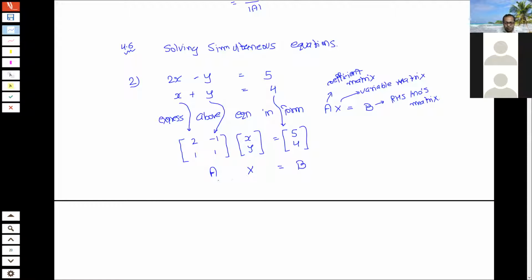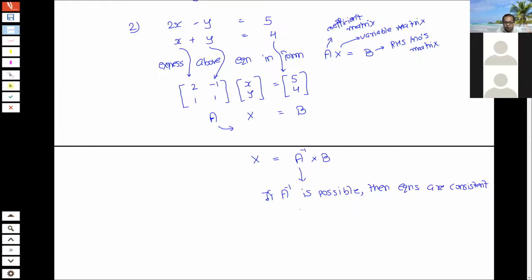So as per the concept of inverse matrix, if I transfer A to that side, then X will become A inverse into B. So if A inverse is possible, then the equations are consistent. The equations can be solved if the inverse of A is possible.